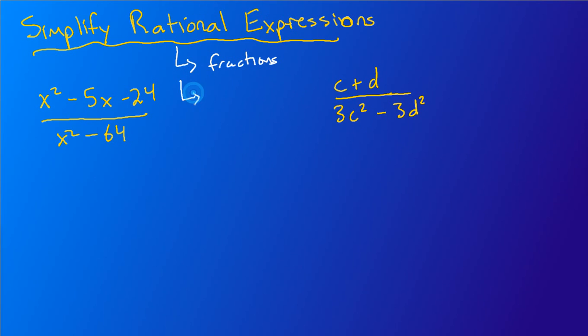And basically, what we need to do is factor first and then cancel. That's what pretty much all of this is going to boil down to, factoring and canceling. But it's been a while since we factored, so I'll spend a little bit of time reminding us of that. So let's take a look at the first one. I'm going to factor the numerator first.